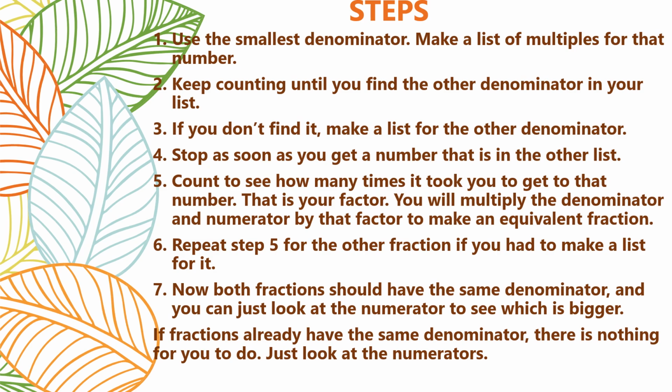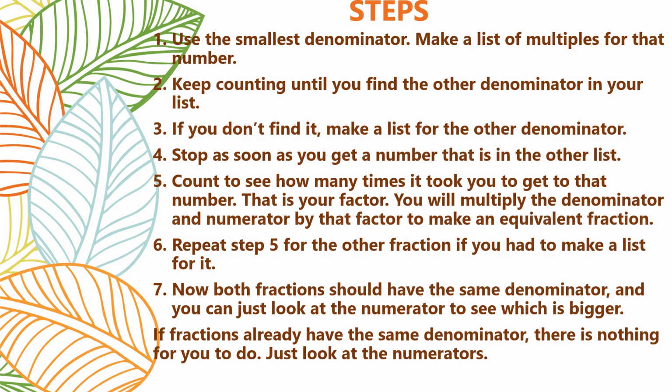If you don't find it, make a list for the other denominator. Stop as soon as you get a number that is in the other list. So you're looking for your list to have the same number. Count to see how many times it took you to get to that number. That is your factor. You will multiply the denominator and numerator by that factor to make an equivalent fraction.